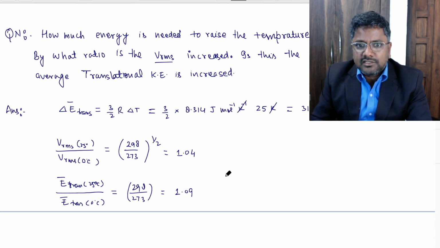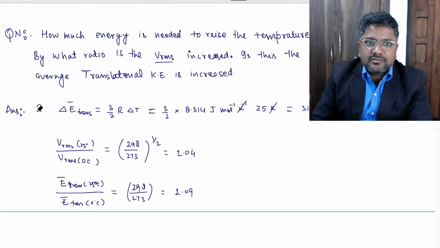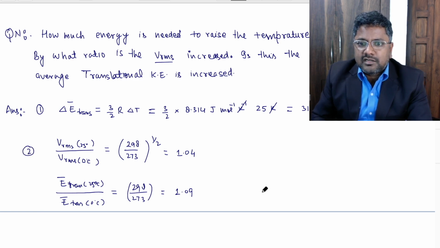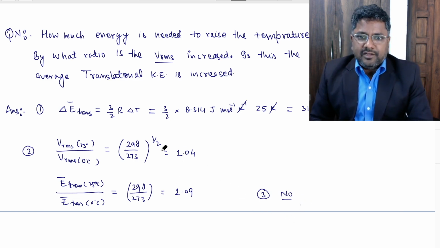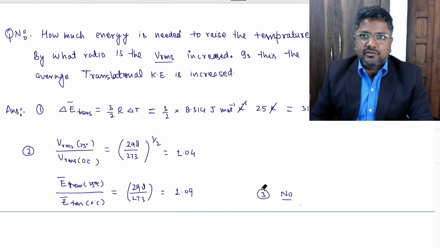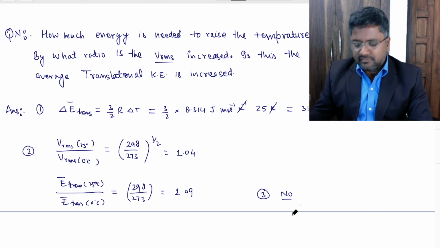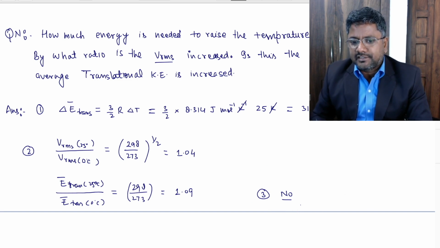So the first part answer is this, the second part answer is this, and the third part answer is no, right? Both have different values. This is the square root and this is the normal, simple ratio, right? So in this way you can calculate translational energy and RMS speed, most probable speed, and average speed.